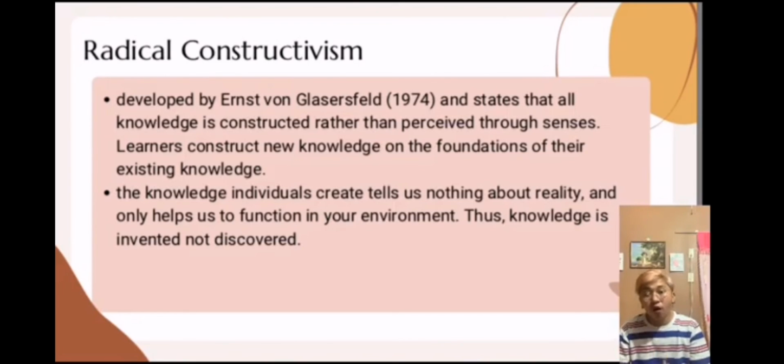Ernst von Glasersfeld gave the term radical constructivism to emphasize that any constructivism must be complete from an epistemological point of view. Epistemological means relating to the theory of knowledge, especially regarding its methods, validity, and scope, and also a distinction between justified belief and opinion.